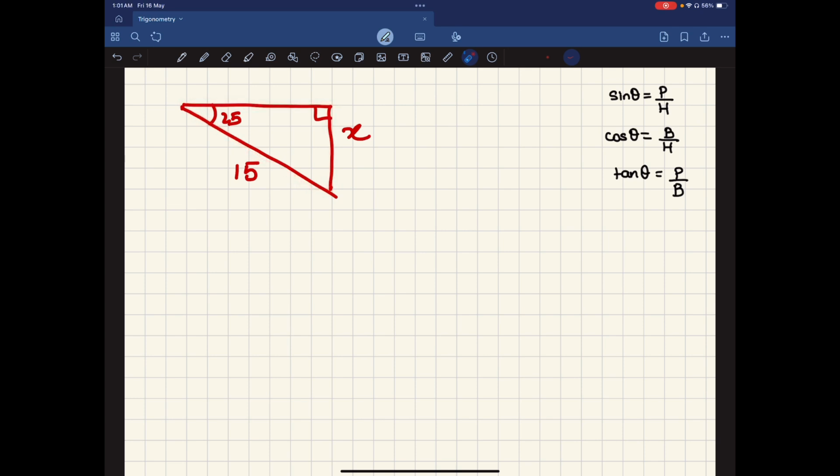So we're going to have a look at trigonometric ratios, but before doing that, we need to label the sides. The side opposite to the right angle is always the hypotenuse, so we're going to label it as H. The side opposite the angle is P. And the third side automatically becomes the base. Now we need to find P and we're given H. So which ratio connects P and H? Sine theta. So sine theta is equal to P over H.